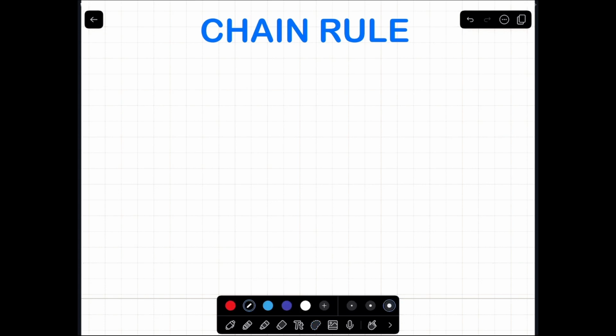Today we're going to be talking about how to solve derivatives using the chain rule. Chain rule is a method of solving derivatives of composition functions. It's given by f of x equals f of g of x, and we're taking the derivative f prime of g of x, multiplied by g prime of x.